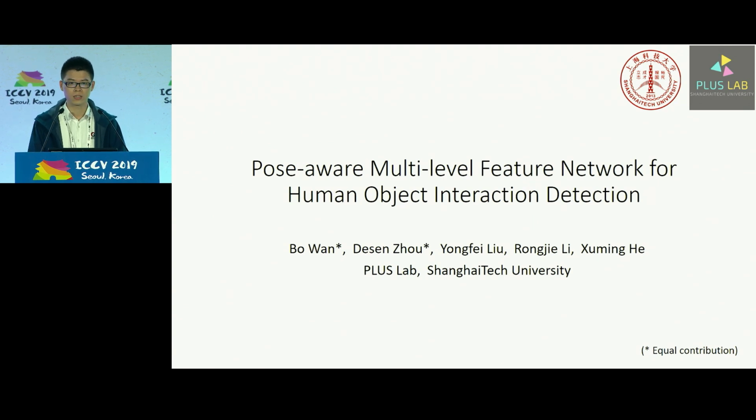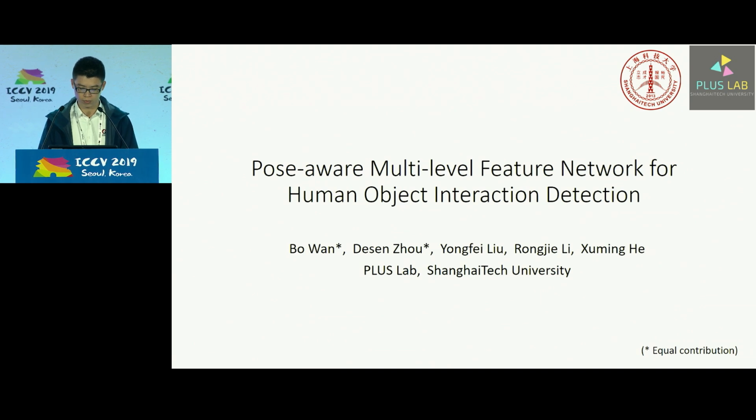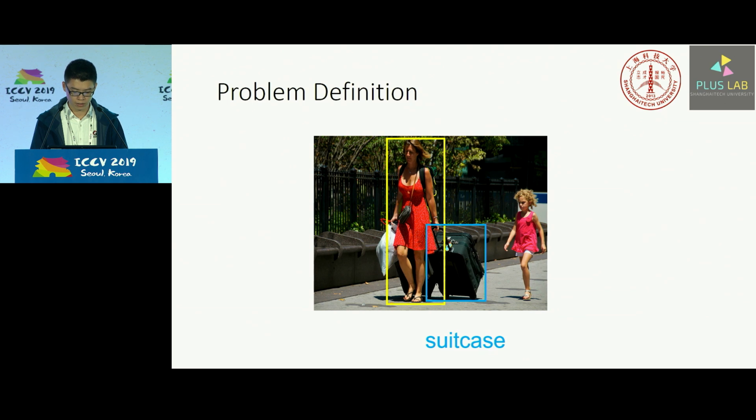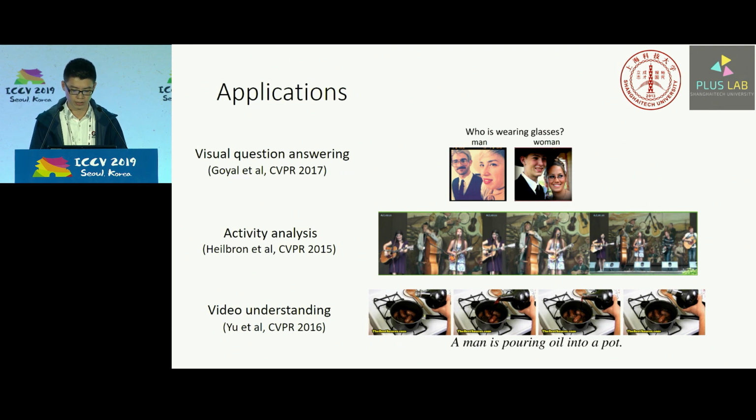My name is Desen Zhou. Today, I will present our paper, Host-Aware Multi-Level Feature Network for Human Object Interaction Detection. This is a joint work with Luan, Yongfei Liu, Rongjie Li, and Xuming He. The problem of human object interaction detection, also known as HOI detection, is that given an image, we aim to detect all the interaction pairs between humans and objects, as well as recognize the interaction classes. There are many potential applications of HOI detection, such as visual question answering, activity analysis, and video understanding.